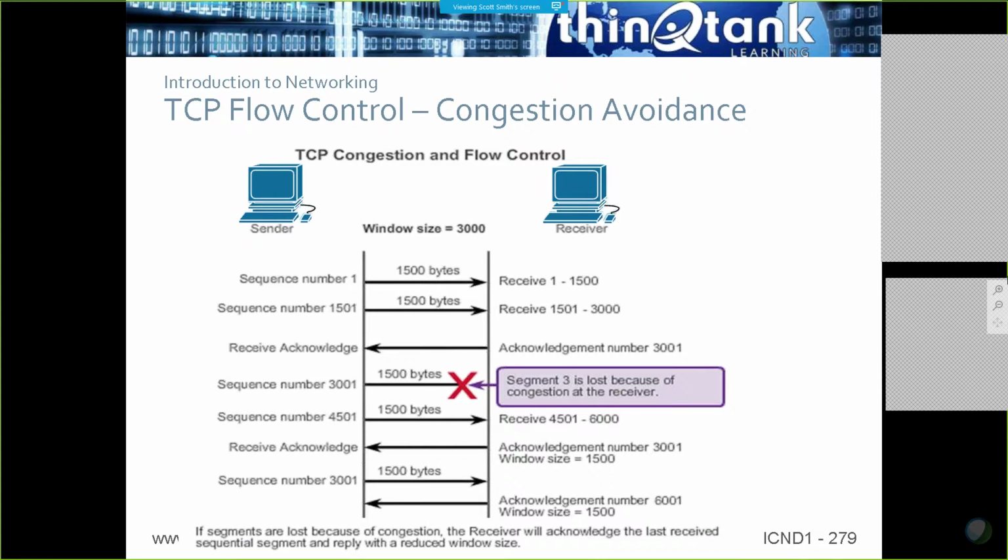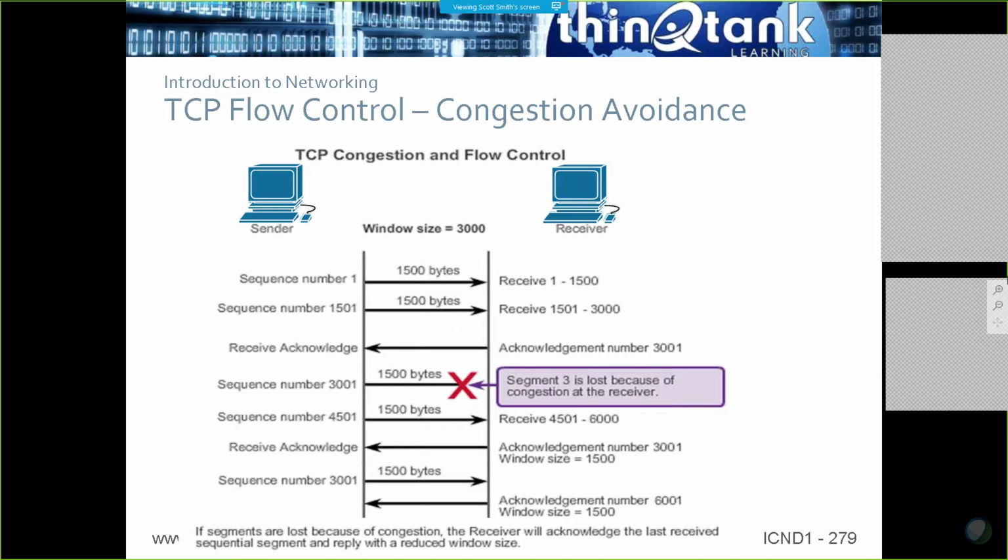All right? What happens if I lose data? I send you sequence number 1. I send you sequence number 2, which is 3,000 bytes. You acknowledge 3001, which means you're telling me you got the first 3,000 bytes. I send you sequence number 3. I send you sequence number 4. Now you should be acknowledging 6001 at this point, right? Because that would be the next byte that you would expect to receive. But you don't. You acknowledge 3001. You acknowledge the same thing that you acknowledged before.